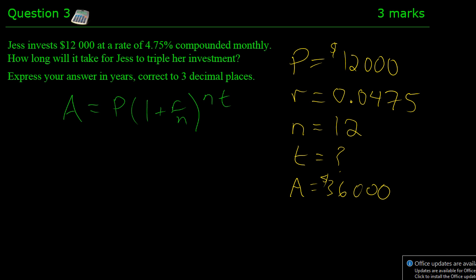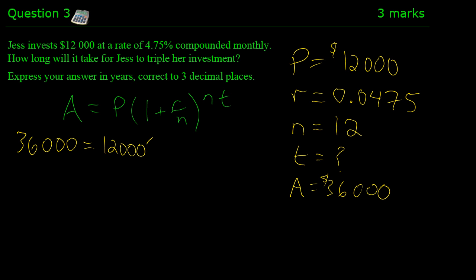So if we substitute in what we have, 36,000 equals 12,000 outside of 1 plus your interest rate, so that's decimal 0.0475 divided by 12, all to the 12t.